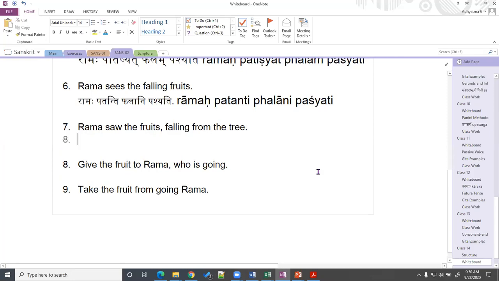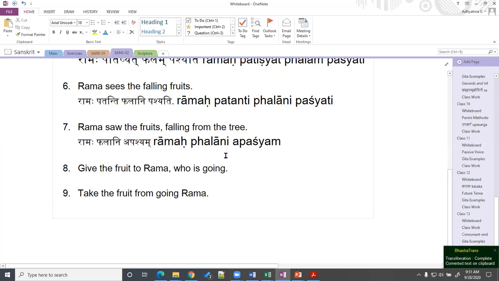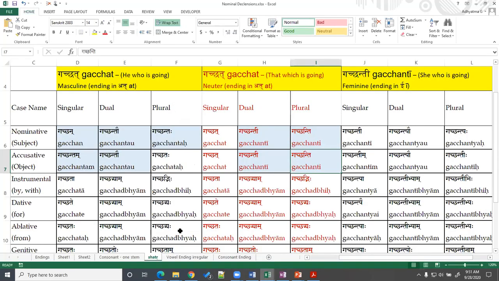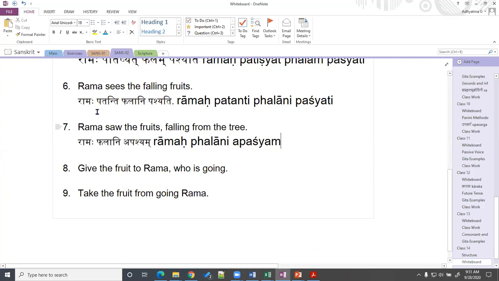Now look at this sentence. Rama saw the fruits falling from the tree. So here, Ramaha. Falani. So let us make the form: Ramaha falani apashyam. Ramaha saw the fruits. Rama saw the fruits falling from the tree. So falling is coming from here, patanti. So we can say patanti.